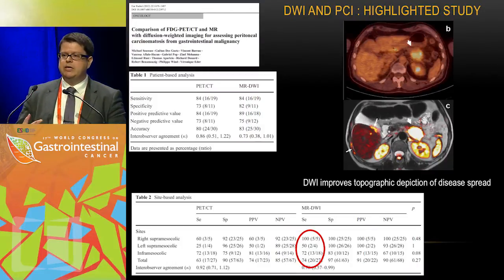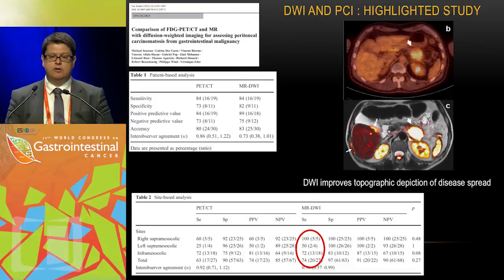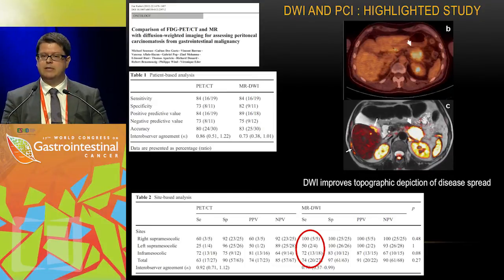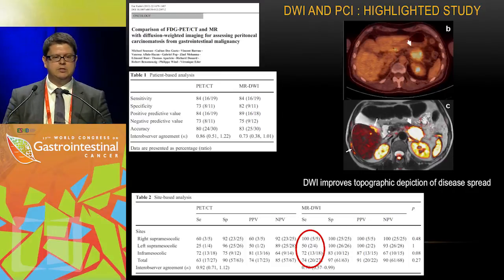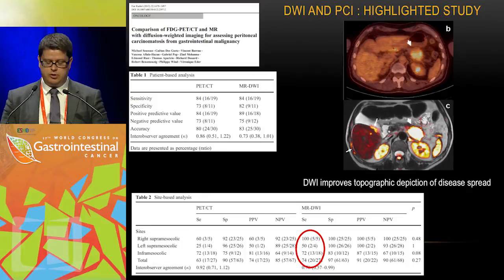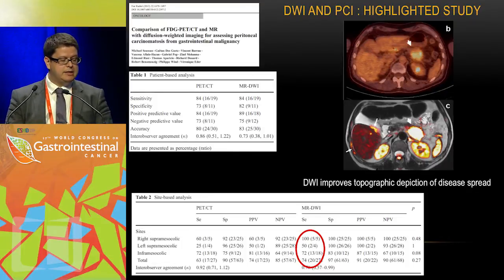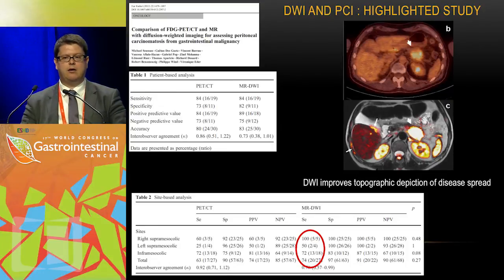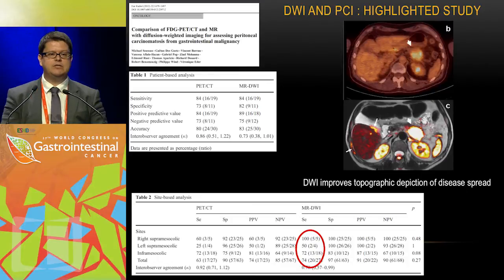So what should we go to? Well, when you look on a patient basis, and this is a very interesting study from de Souza and colleagues, when you compare the diffusion MRI with the PET-CT on a patient basis, there is not a lot of difference. Both techniques will do very well in detecting peritoneal disease. But of course, for the treatment selection, we need to do more. And this is where diffusion MRI gains the advantage, and especially in areas, what they call the right supramesocolic area, often under the diaphragm, is very difficult for PET-CT to detect small lesions.